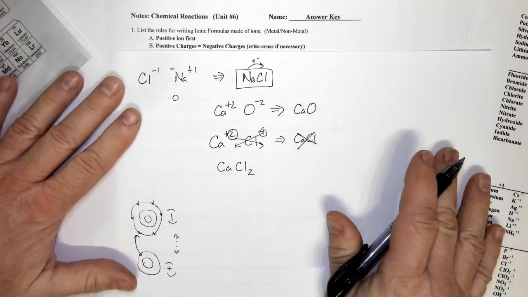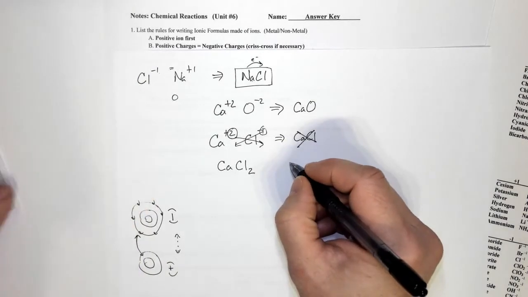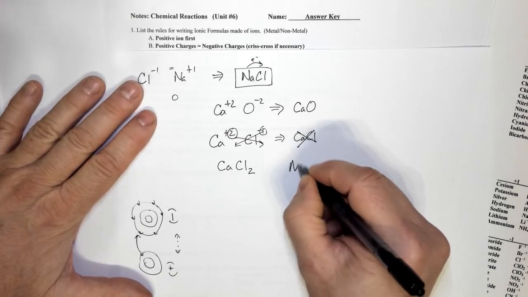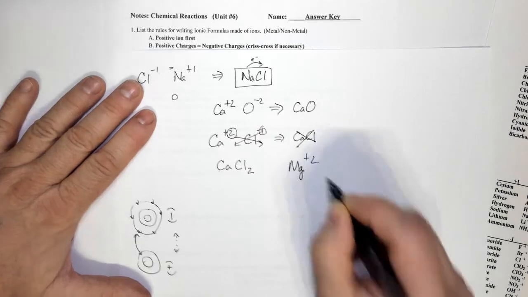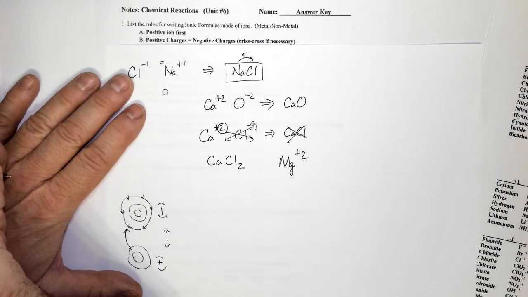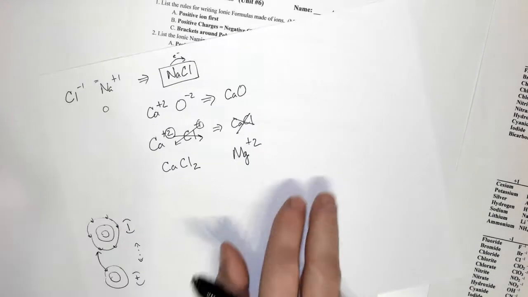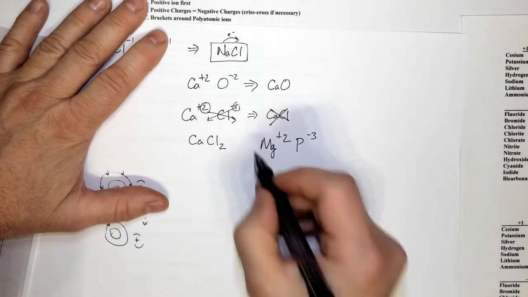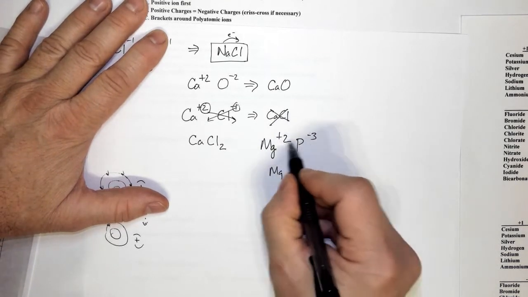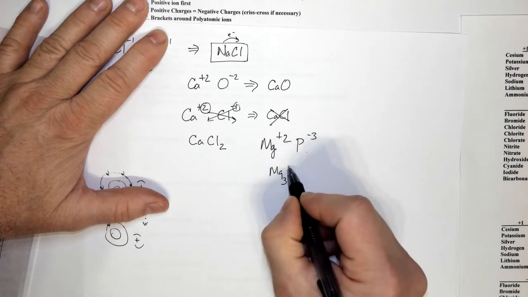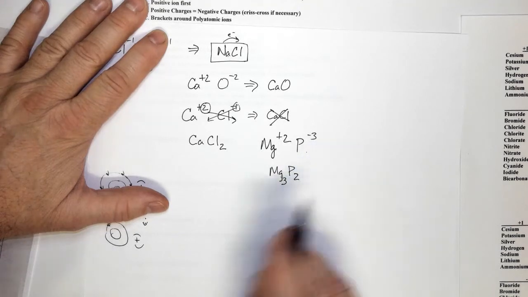Okay, so let's do it this way. Let's go with magnesium, which is +2, and I'll put that with phosphorus, -3. So phosphorus right here is -3. If I want to put them together, I write the magnesium first, but since these two charges will not add up to 0, I bring a 3 over here, and then I put a 2 on this one, and that will give me a correct formula.